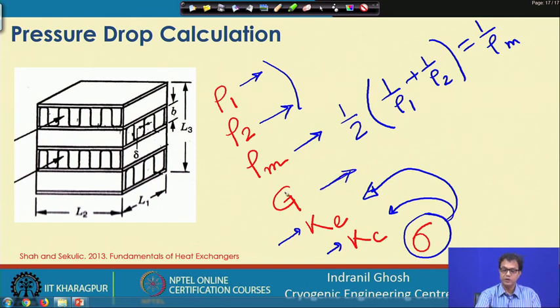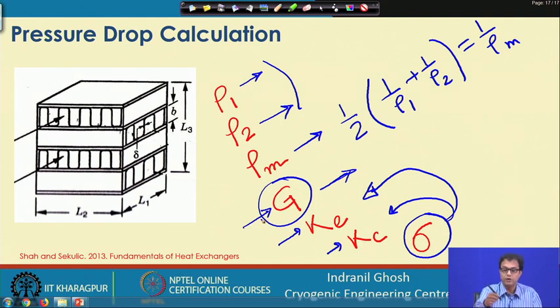We have been given the volumetric flow rate. From the volumetric flow rate we will multiply it with the appropriate density to get the mass flow rate, and we have already been told about the free flow area. So, we can estimate the value of G, and then we can calculate the total pressure drop.